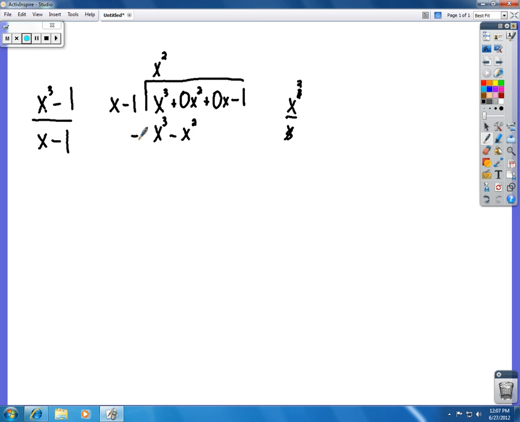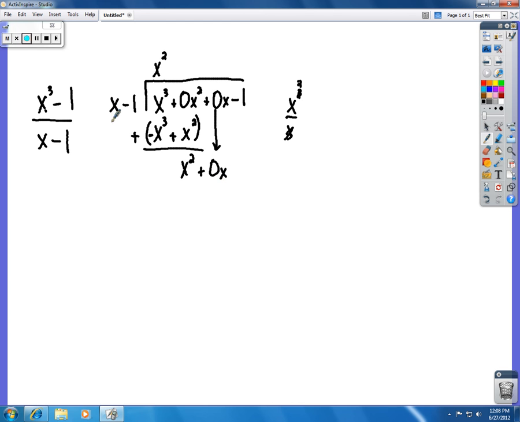And again, I'm going to subtract everything on this line from the terms above it. So when I do that, I'm going to change my signs in here and then make that a plus. So these cancel. And I have 0x squared, which is technically 0, plus x squared. So my answer is just a single x squared. And then I'm going to bring down my next term.